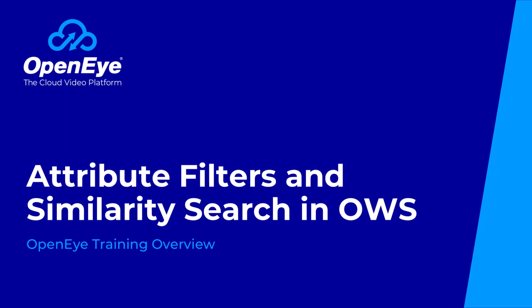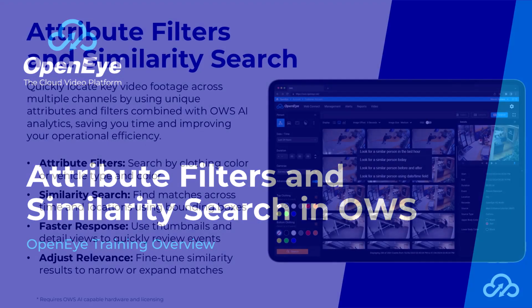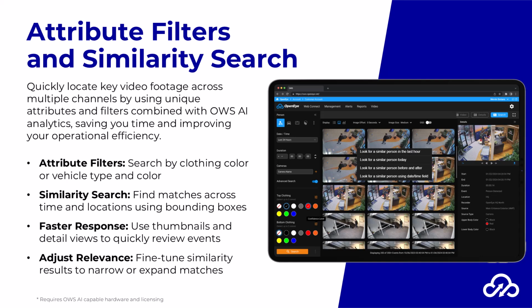Attribute filters and similarity search in OWS. Quickly identify and track persons or vehicles of interest across your facility using OWS AI Analytics. Search by unique attributes such as clothing color, or make, and filter videos across multiple channels to surface relevant footage faster. Whether you're performing an initial search or selecting a target object to find similar matches based on appearance, OWS search enhancements empower faster, more efficient investigations in both live and recorded video.